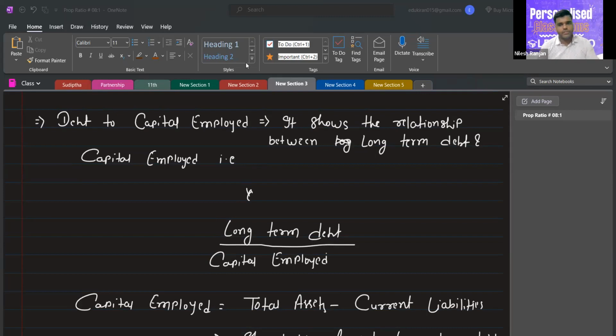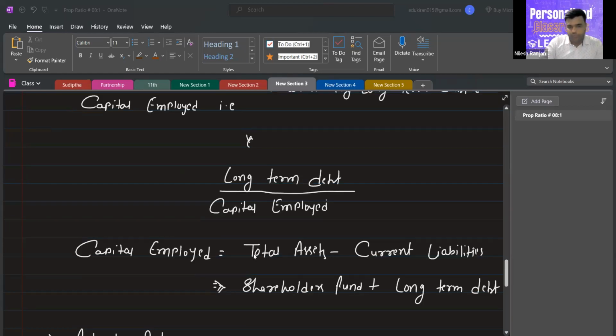Okay, so it is done in previous class. Debt to capital employed ratio is given here. It shows the relationship between long-term debt and capital employed. The formula is long-term debt divided by capital employed, and there are two formulas for calculation of capital employed: asset side approach or liability side approach. In asset side approach, we deduct current liabilities from total assets, so we get capital employed. And from liability side approach, it is shareholders fund plus long-term debt, or you can say debt plus equity.